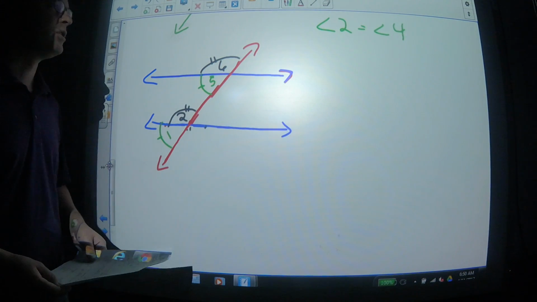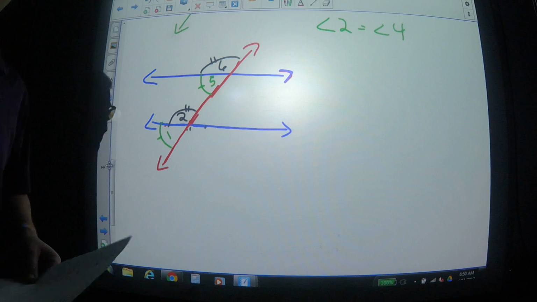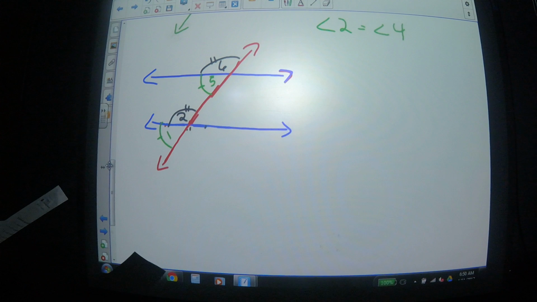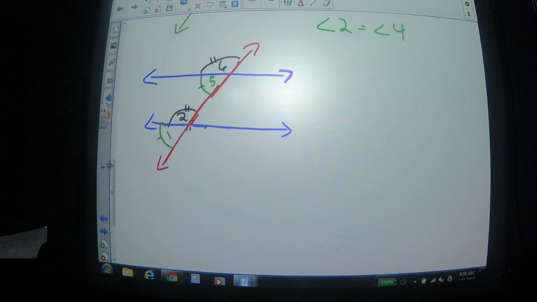Okay? So it's a lot to process. It's a matter of just going in and looking at the different angles, seeing if you can figure out which ones are equal to each other, looking at the properties, and looking at some more examples. So do your best on the examples, and come in with any questions you might have.